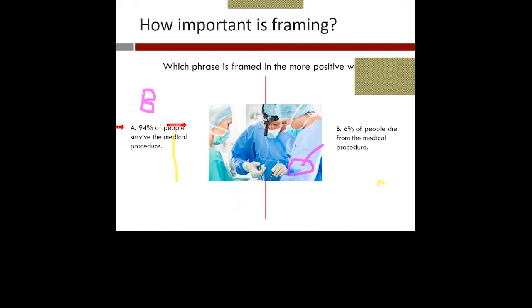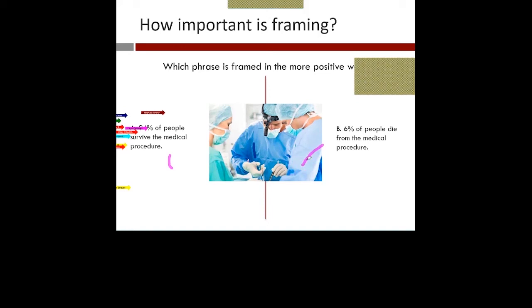So I want to talk about how important framing is, and I want you to tell me which phrase is framed in the more positive way. So we have A, which is 94% of people survive the medical procedure, or B, 6% of people die from the medical procedure. So I want you to just put your arrow either over A or B, whatever you think is the most positive. And I'll give you a minute to do that. I'm going to erase your scribbles if you don't mind, no offense. All right, just so they're not in the way in the future.